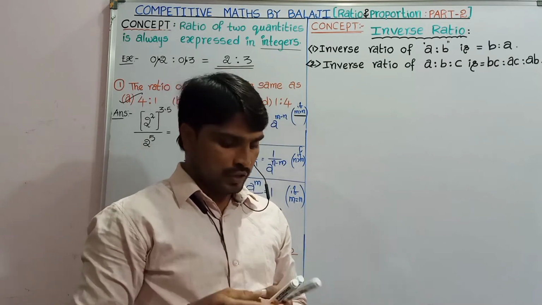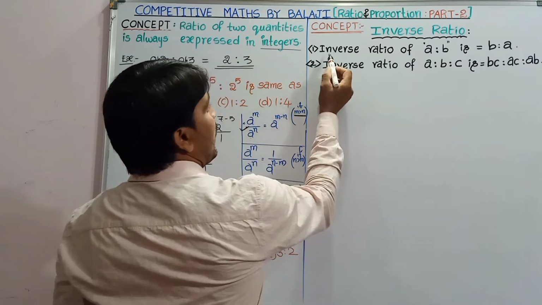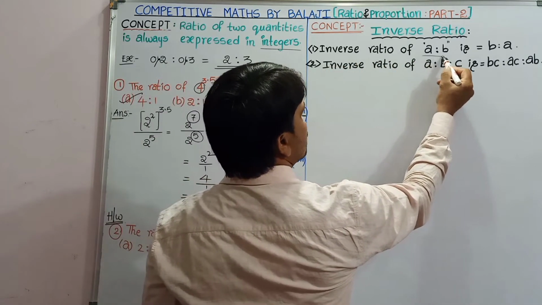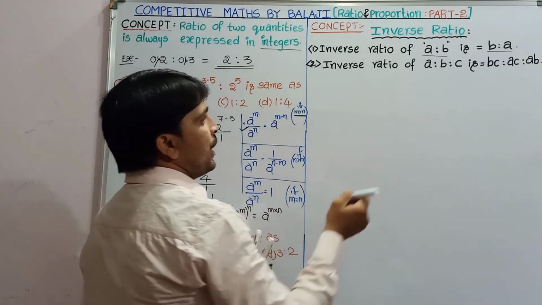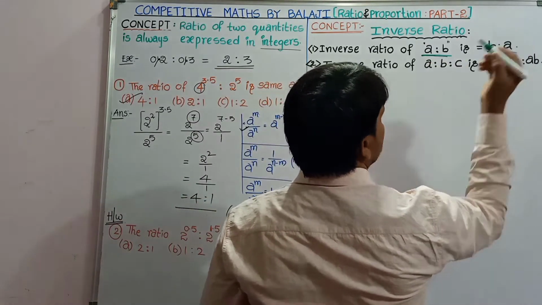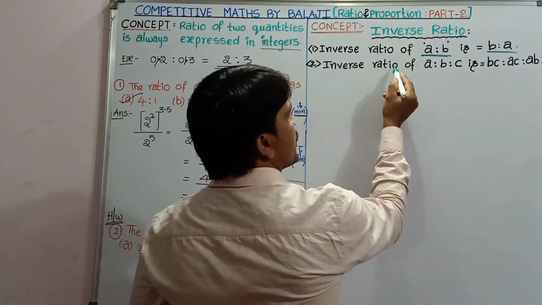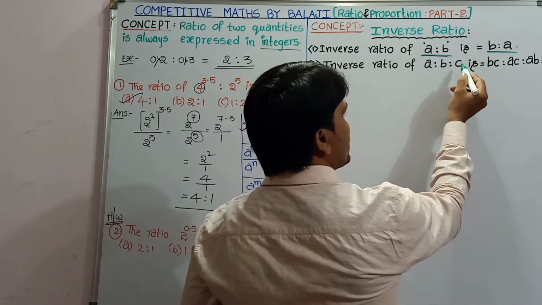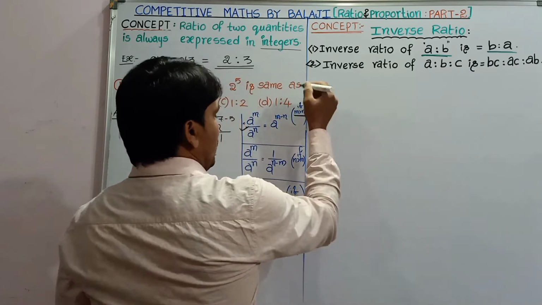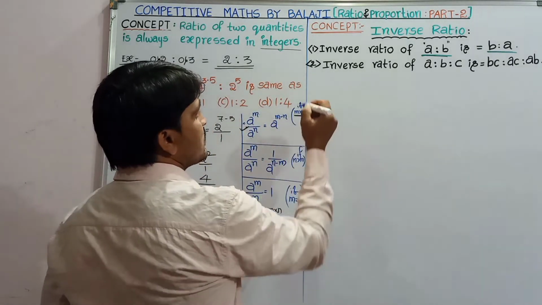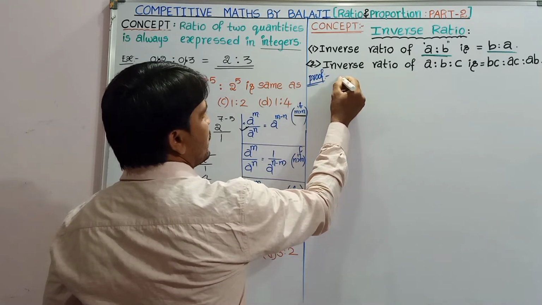Next concept, inverse ratio, the inverse of a given ratio. The most important thing: we have two statements here. The inverse ratio of A is to B is B is to A. And if the ratio has three terms, then the inverse ratio of A is to B is to C is BC is to AC is to AB. Let us see the proofs of these two statements. First, the first one's proof.